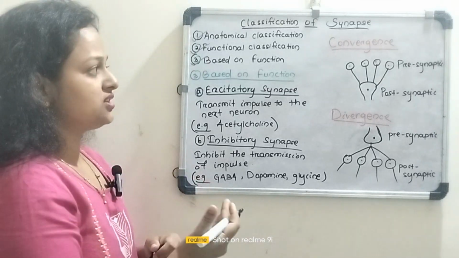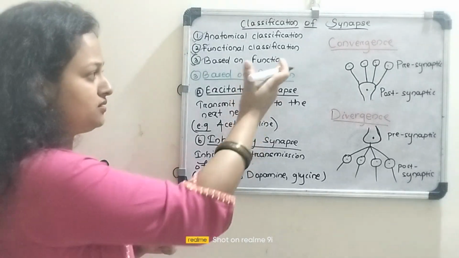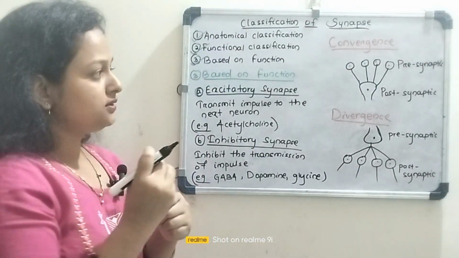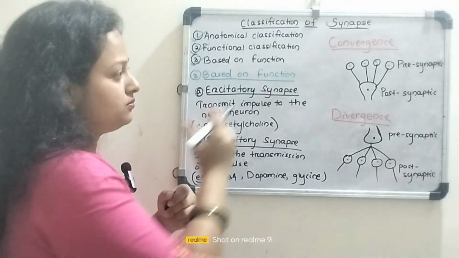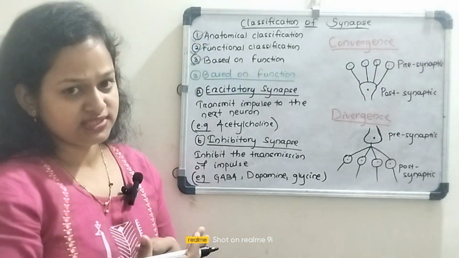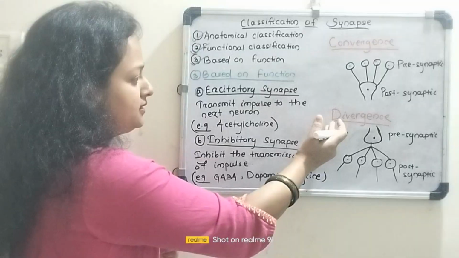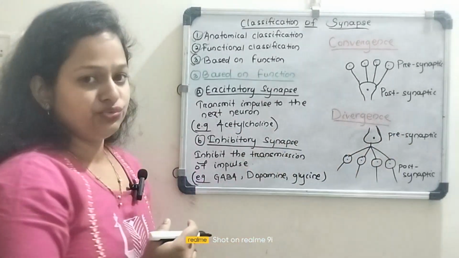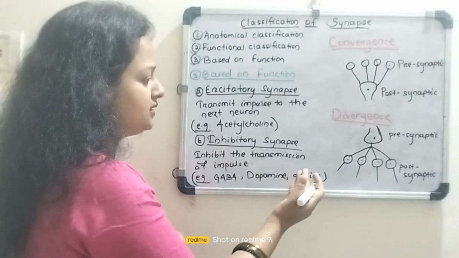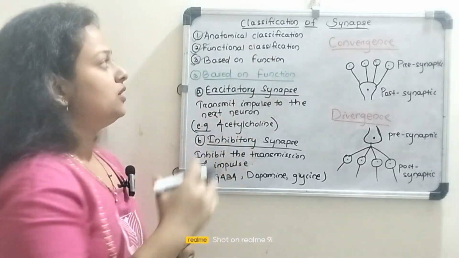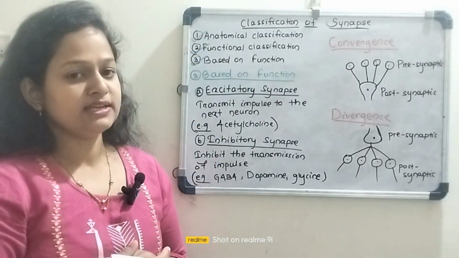And there are also some properties of this synapse, that is convergence and divergence. In convergence, when more than one presynaptic neuron terminates at a single postsynaptic neuron, it is known as convergence. And in divergence, one presynaptic neuron terminates at more than one postsynaptic neuron. So, these were all about the classification of synapse.